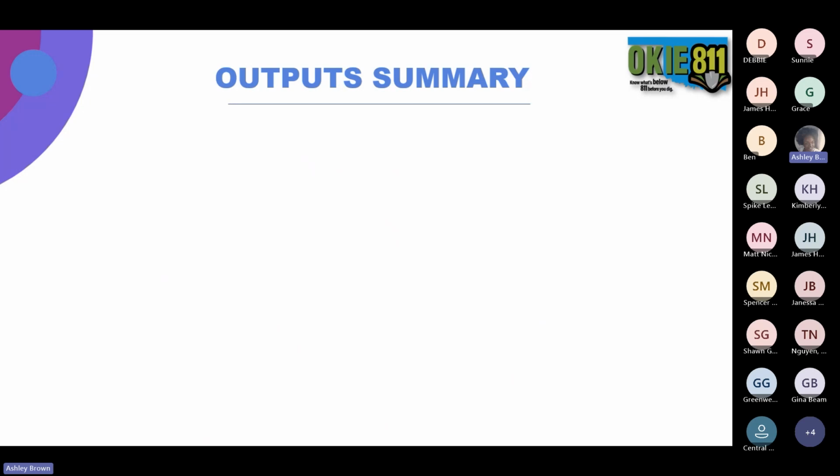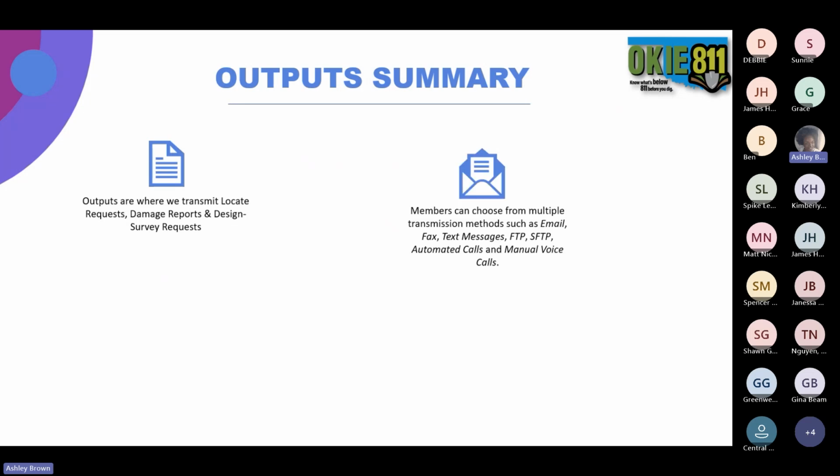Alrighty, so some quick reminders before we wrap up. An output is a unique location where locate requests and other transmissions, such as audit reports or damage reports, are sent. Members have various output types available, including email, FTP, and automated emergency short notice calls. Your output information, like your email address or phone number, must be accurate in order for personnel to receive notifications and respond to locate requests.